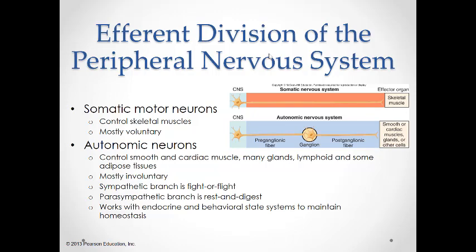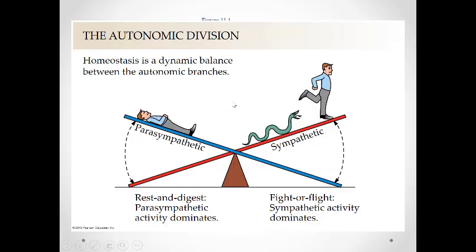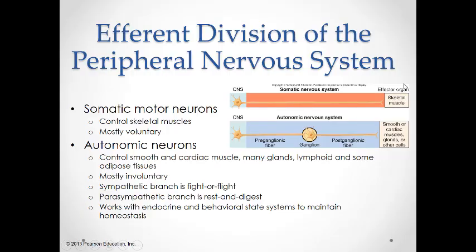The somatic motor neurons are going to control skeletal muscle, and they're going to be mostly voluntary. So these are all signals that are coming from my central nervous system, and they're running to my organ. The somatic nervous system runs to my skeletal muscle, and as you can note, it's just a single neuron. The autonomic nervous system runs from my central nervous system, but then it runs to cardiac muscle, glands, and a lot of other things, okay?